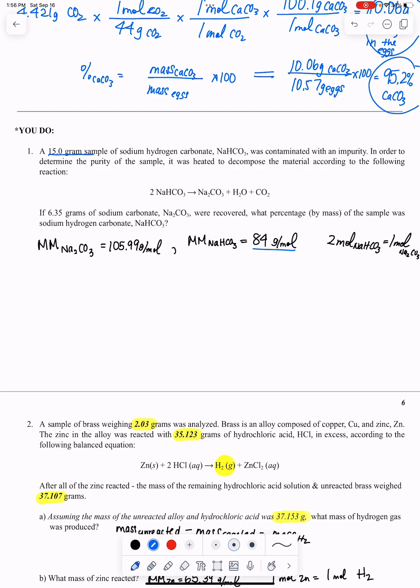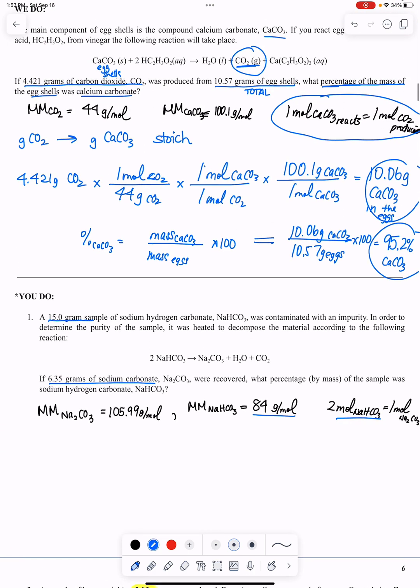In order to determine that purity, it's heated to decompose the material, according to the following reaction. It looks like for every 2 moles of sodium bicarbonate, or sodium hydrogen carbonate, I will get 1 mole of sodium carbonate. If 6.35 grams of sodium carbonate were recovered, what percentage by mass of the sample was sodium hydrogen carbonate?